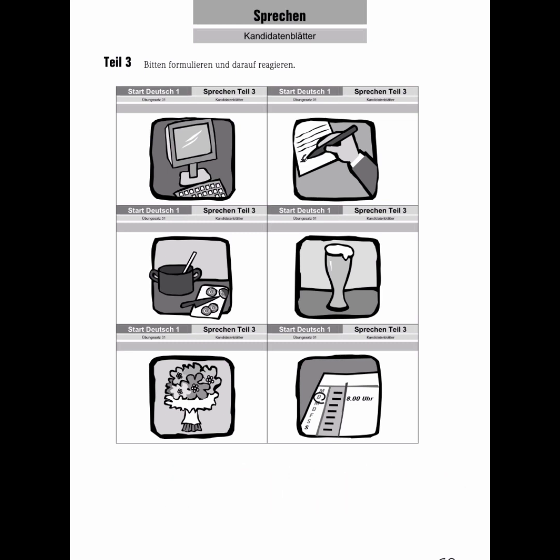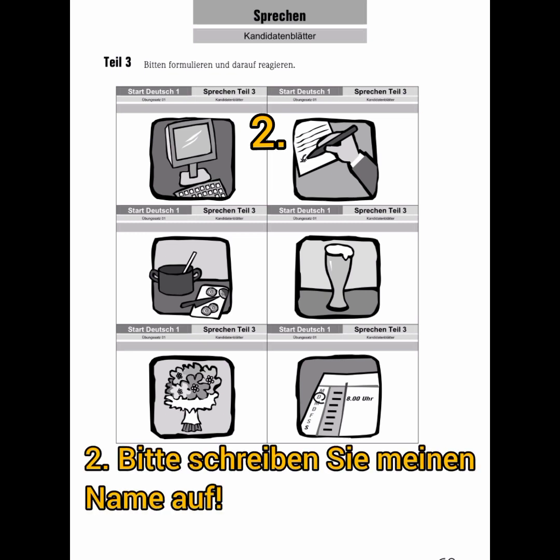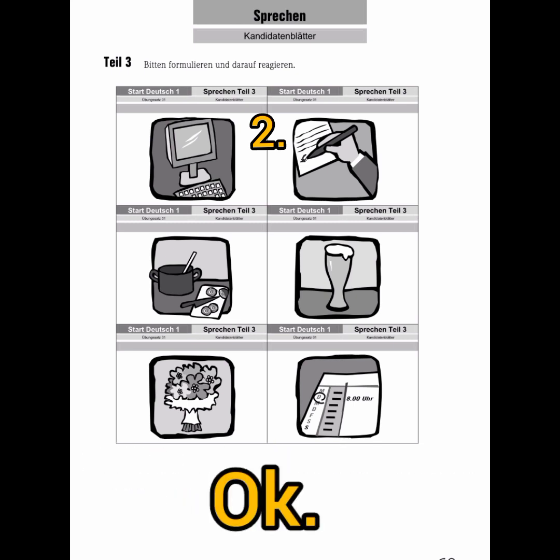And in the second picture, you can see someone writing, and there's a hand there, and someone is holding a pen and they're writing. So I could request someone, and maybe, please write down my name. Bitte schreiben Sie meinen Namen auf. Okay? And then they could respond, okay.